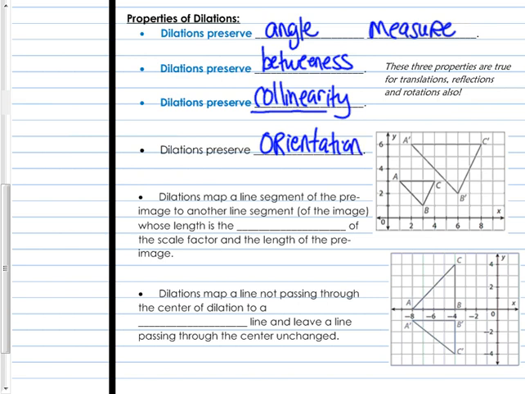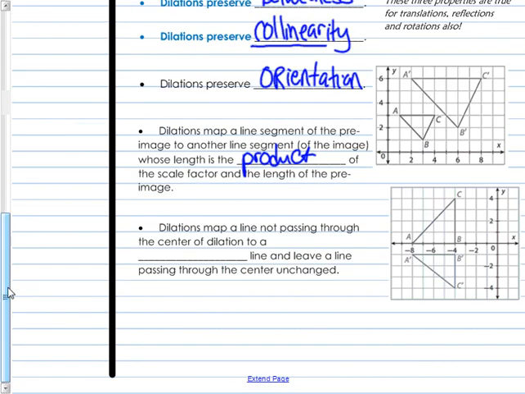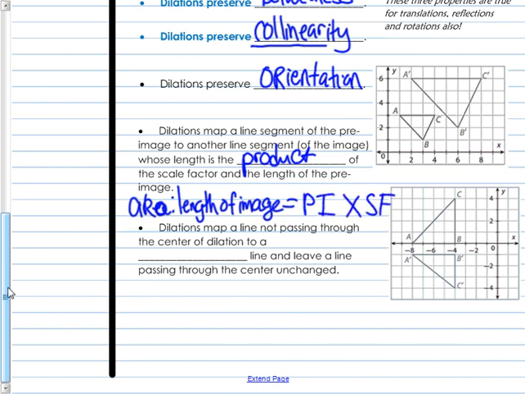Right? Dilations map a line segment of the pre-image to another line segment of the image whose length is the product of the scale factor and the length of the pre-image. So, what this really means is, aka, length of image equals the pre-image times the scale factor. That's basically what it's saying. Okay, pre-image times the scale factor.